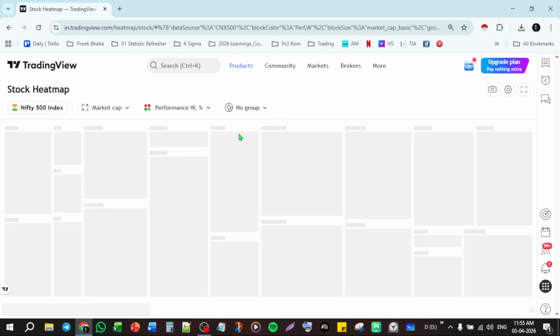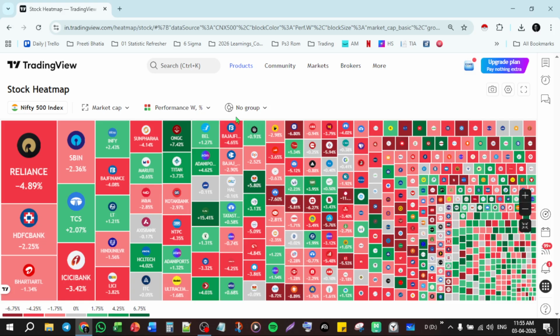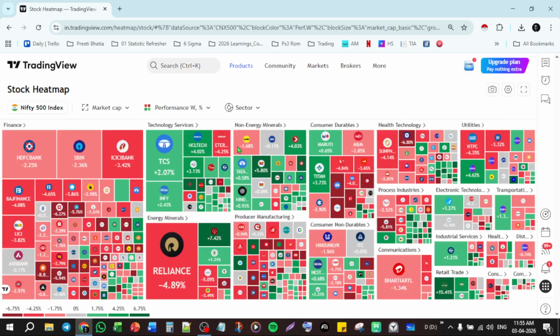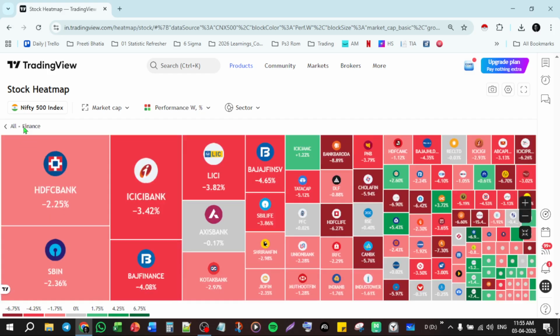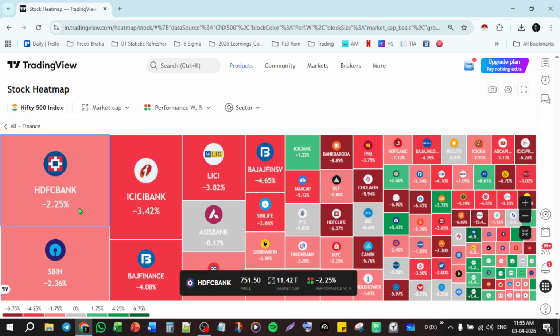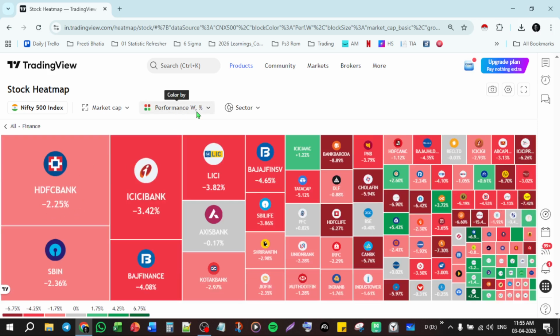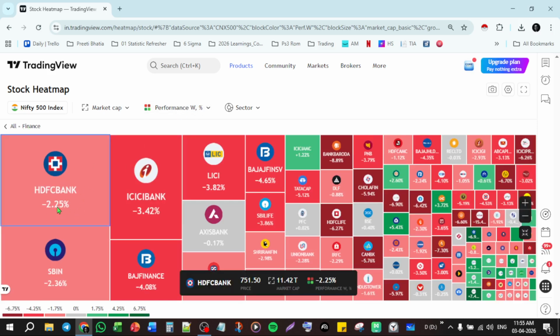See, if I do no group, it doesn't explain. But if I do sector, I easily understand in finance what is going on. Now, if you see there's a left arrow, right? If you click on this, now you know that in the last 1 week, HDFC has fallen by 2%, Bajaj has fallen by 4%. But something is also growing.